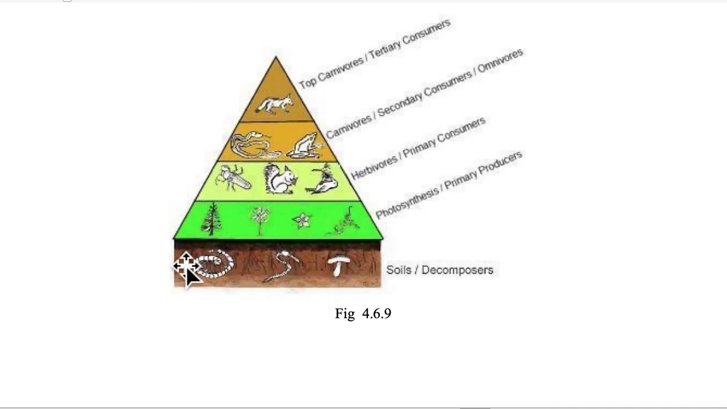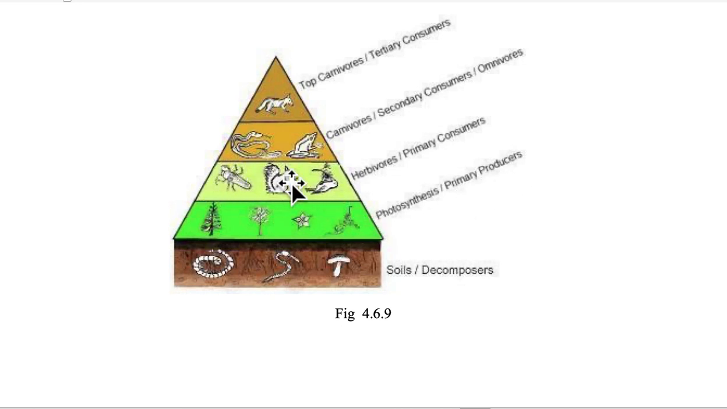We can see this pyramid shows the trophic levels in the ecosystem. These are the animals which live under the earth, and they help in the decomposition of soils. These are the primary producers because they carry out photosynthesis and they give food to us. And this food is consumed by these animals, which are known as herbivores. That means they feed on vegetables, grass, etc. They do not eat meat.